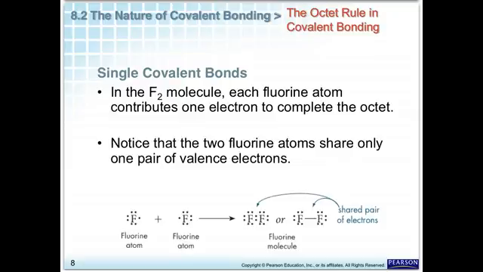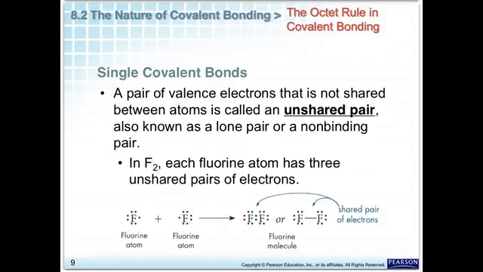So here's another way to describe that with the dot structure, showing that each fluorine atom contributes one electron, and they share one pair of electrons in between them, only one pair. We also see that in fluorine there are several valence electrons that are not shared, and when electrons are not shared, that's called an unshared pair or a lone pair. So in the fluorine molecule, we see that each fluorine atom has 1, 2, 3 unshared pairs of electrons.